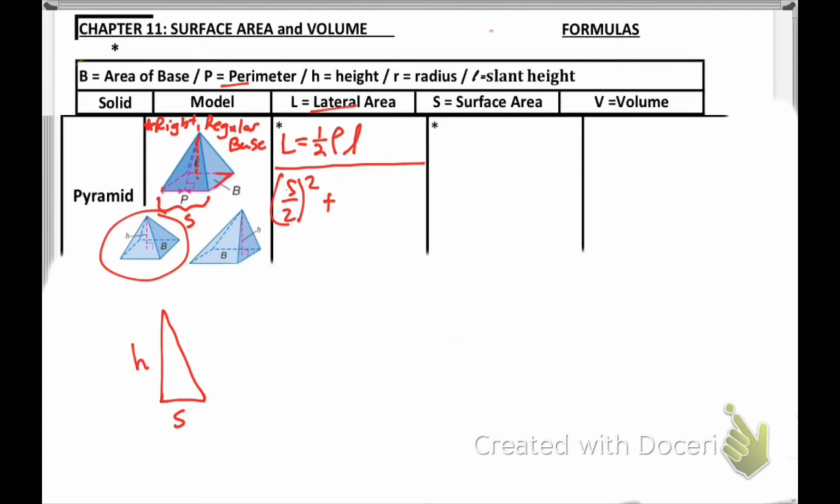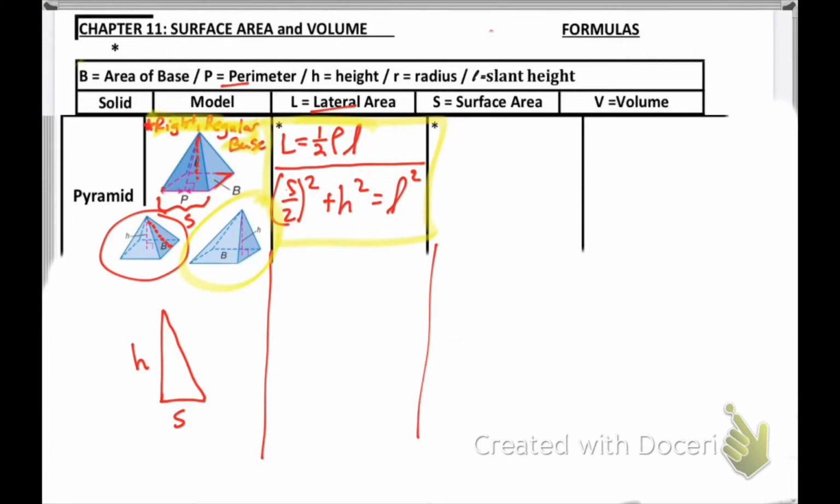plus H squared is equal to the slant height here, L squared. And that will allow me to solve for H. Now, this is for a right pyramid with a regular base. That's where I can use all of this.